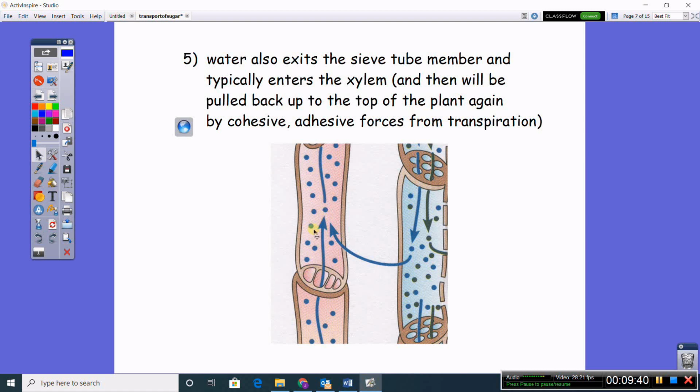Okay, so remember that this looks like a vessel element to me. Tracheids would have the little pores in them. And then it'll be pulled back up the plant again by cohesive and adhesive forces from transpiration. So once the sugar gets unloaded, the water in there really has no desire to be there, so it's going to enter the xylem again at a lower point and be pulled up the xylem by those forces controlling transpiration. So this video or computer animation I will post along with this video.